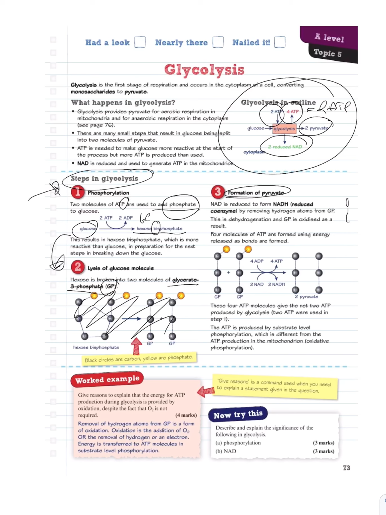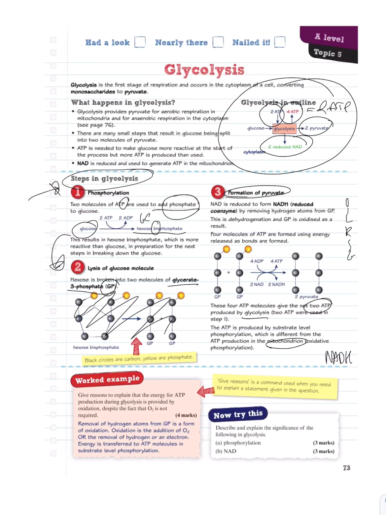Because remember, OIL RIG, oxidation is loss of electrons and reduction is gain. And 4 molecules of ATP are formed using the energy released as bonds are formed, because when bonds are formed we produce energy, and when bonds are broken we have input energy. These 4 ATP molecules give the net 2 ATP that's produced by glycolysis. The ATP produced by substrate level phosphorylation, which is here, is different from the ATP produced in the mitochondria, which is oxidative phosphorylation, and that is from NADH, which is the last step in aerobic respiration.